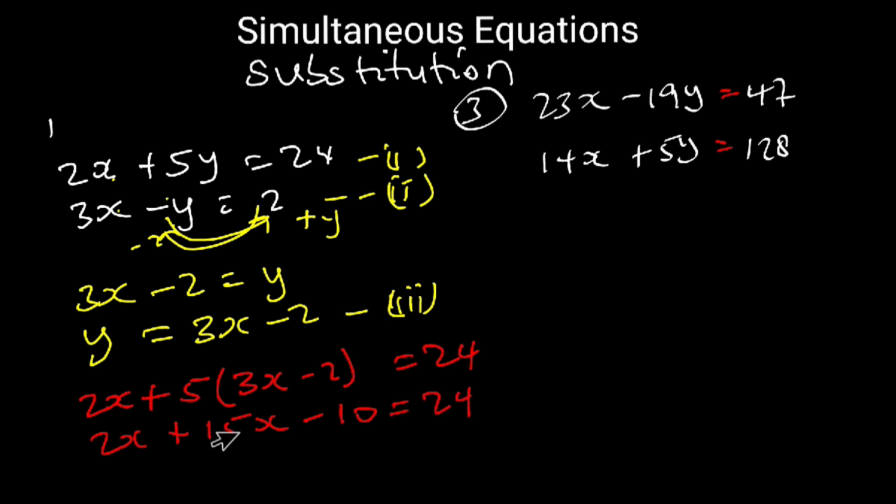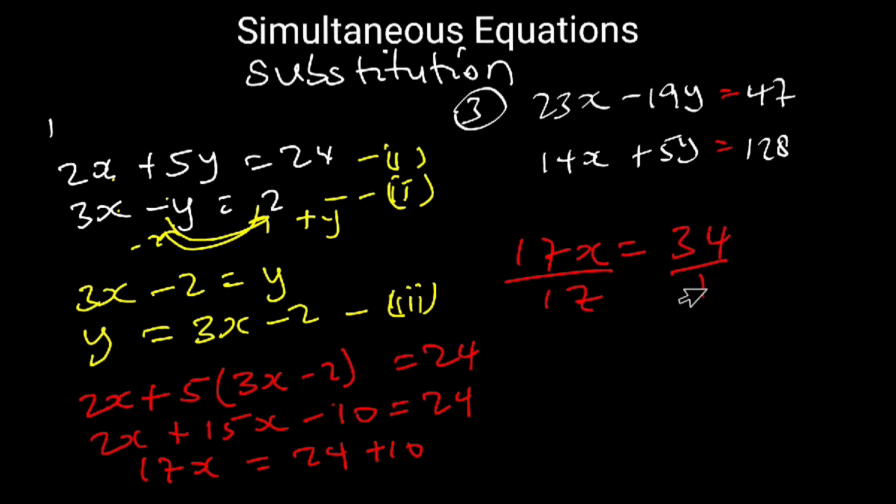So 2x plus 15x is equals to 17x, then equals to 24. When this negative 10 crosses to the right hand side, it becomes positive 10. So this becomes 17x is equals to 24 plus 10 is equals to 34. So let's divide both sides by 17. So this and this will cancel. So x is equals to, 34 divided by 17 is equals to 2. So the value for x is 2.